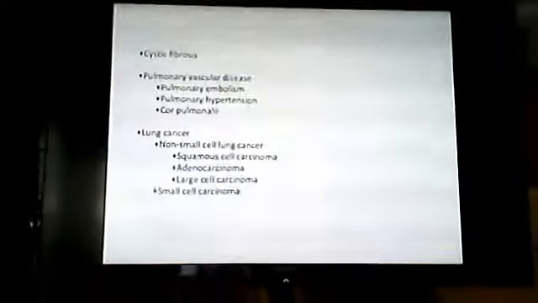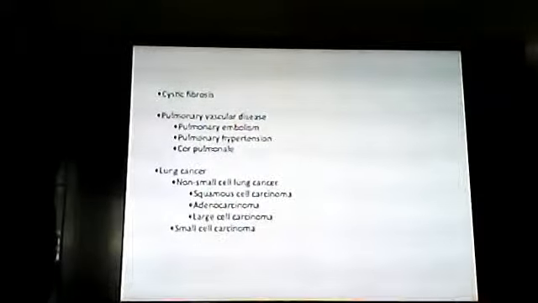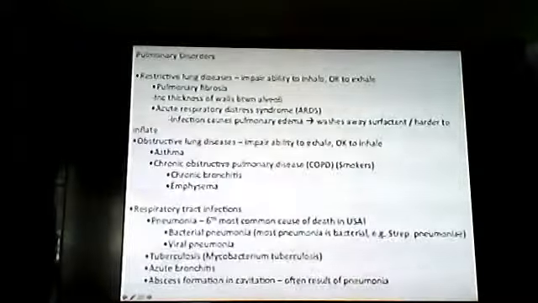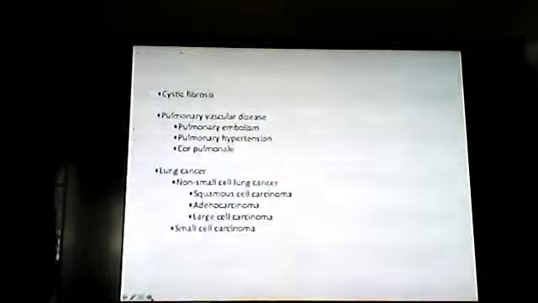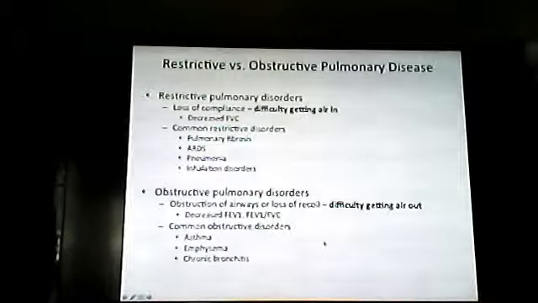Today we're just going to talk about pulmonary pathophys, and then we're also going to go over fetal circulation. So starting with restrictive versus obstructive pulmonary disease.